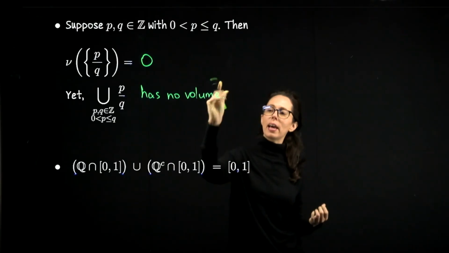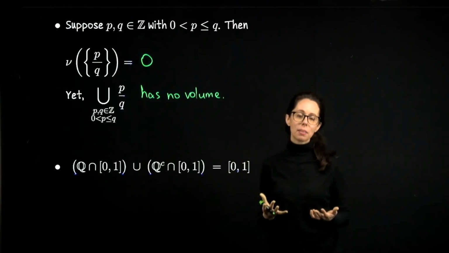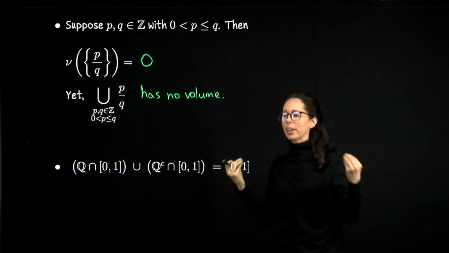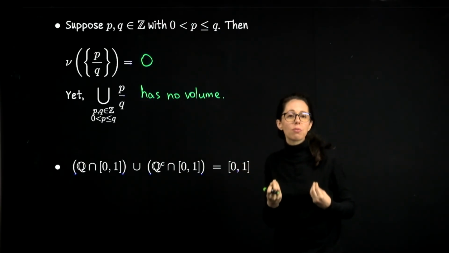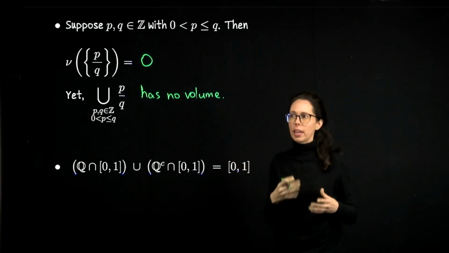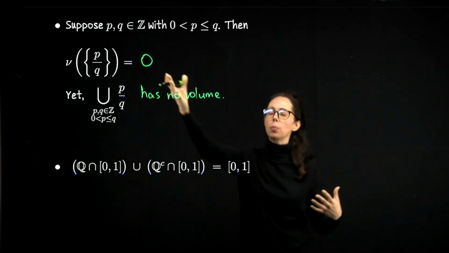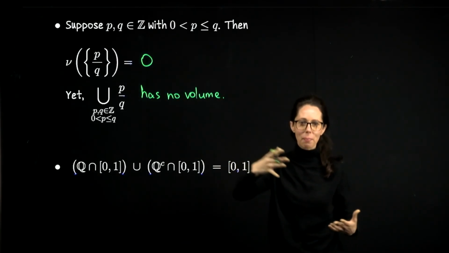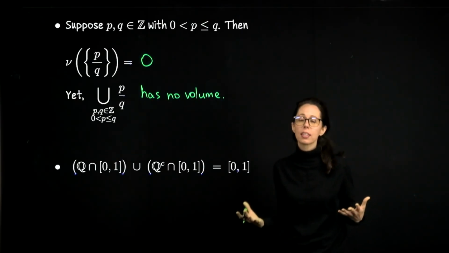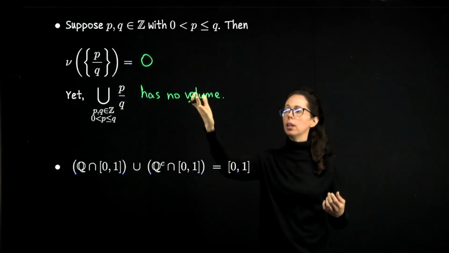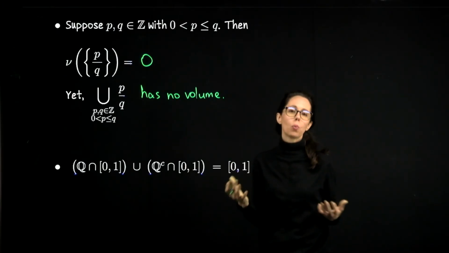That doesn't mean that our definition of volume is bad. It's just, if you're thinking about taking unions of types of sets, you may have wanted to observe the property that any countable collection of volume 0 sets has volume 0. That may have been a conjecture that you made early on in this video, and it turns out that that's not the case. And passing from a single rational to all of the rationals between 0 and 1 is a counterexample.